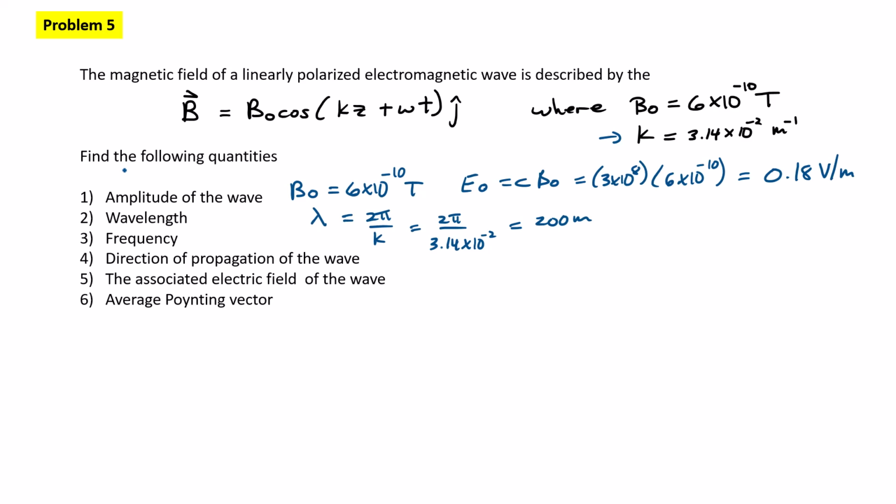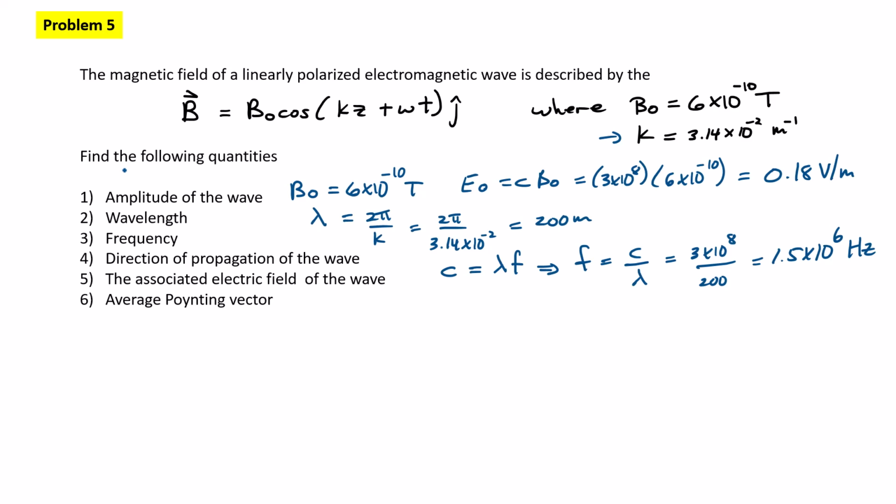All right, next question says, what is the frequency? Well, the frequency we can calculate by noting that the speed of light is the wavelength times the frequency. Therefore, the frequency is the speed of light divided by lambda, 3 times 10 to the 8 over my 200 meters, and I get a frequency that is 1.5 times 10 to the 6 hertz.